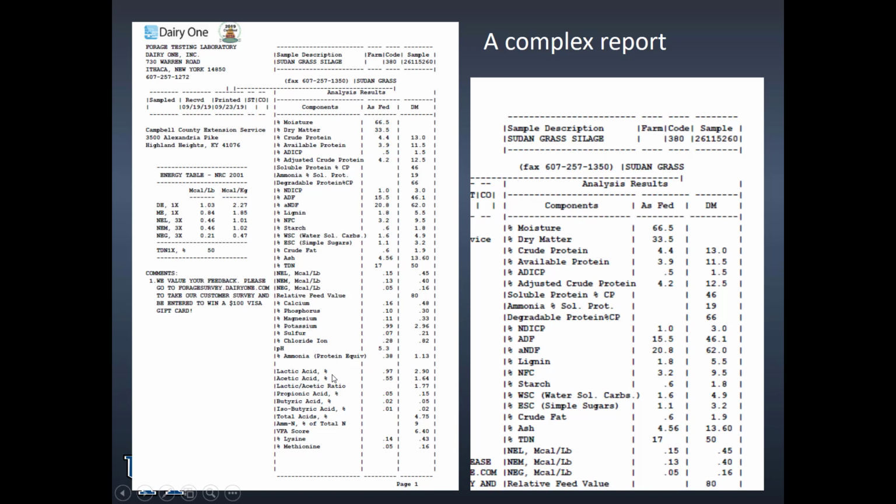So we can get quite a few parameters on an NIR report. And the cost for this report was about, I believe, $25 before shipping. So $30 would get this done for a producer.